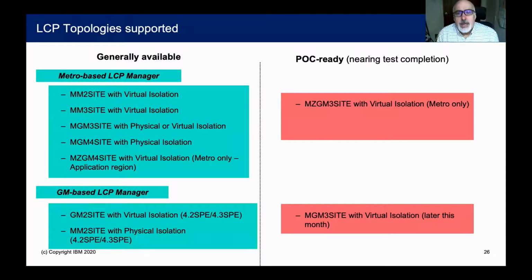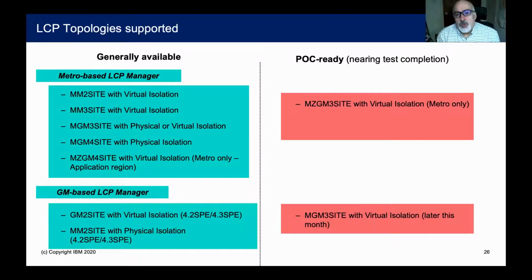So what is available? As mentioned, on the Metro code base, we have MM2 site and MM3 site with virtual isolation available. We have the MGM3 site with physical isolation. There's an error on this chart, it is using the Metro LCP manager. We will be releasing soon the ability to use the virtual isolation in MGM3 site, both off either the Metro or the GM environment, but right now that's actually not true, but it will be hopefully before the middle of this month.